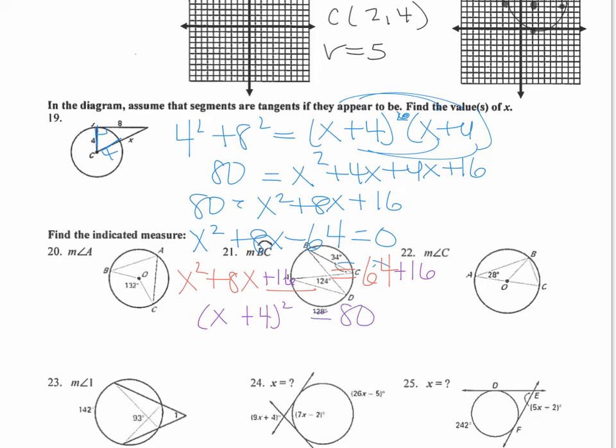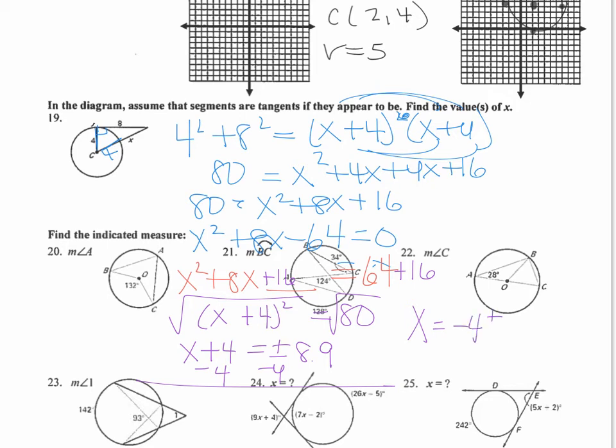Solve for x by square rooting. Square root, square root. The square root of 80 is 8.9. So x plus 4 equals plus or minus 8.9. Subtract 4, subtract 4. X equals negative 4 plus or minus 8.9. And then I would type these values in my calculator and get my two answers. Negative 4 plus 8.9, negative 4 minus 8.9.